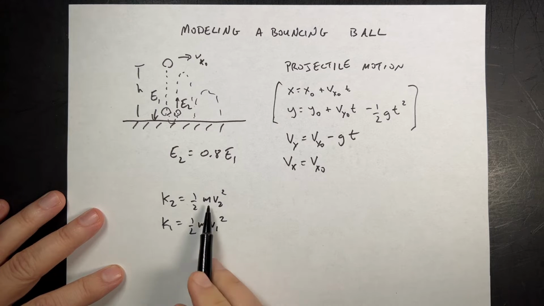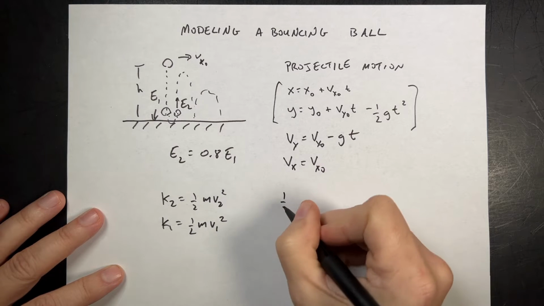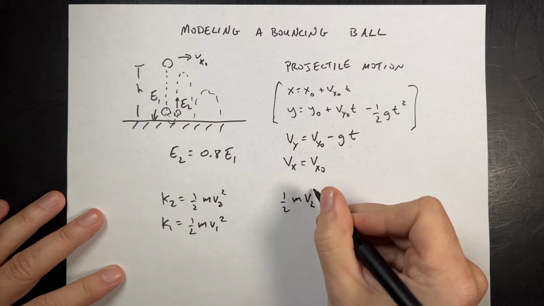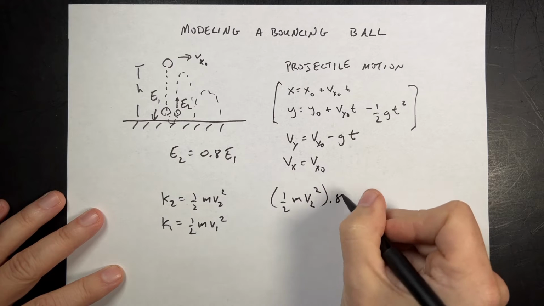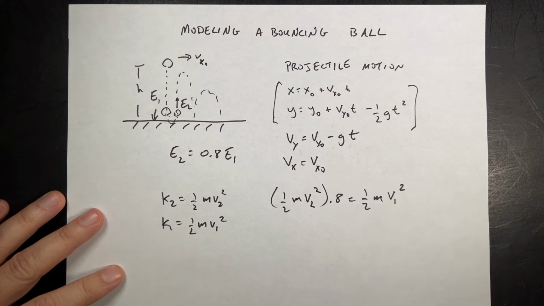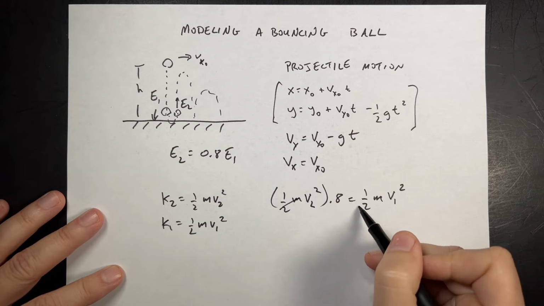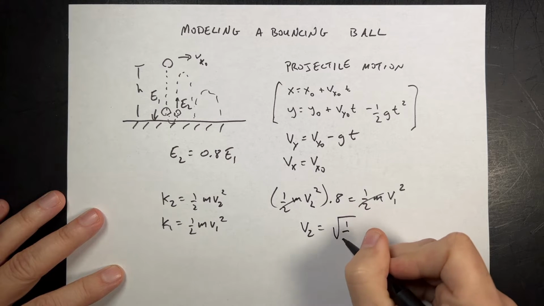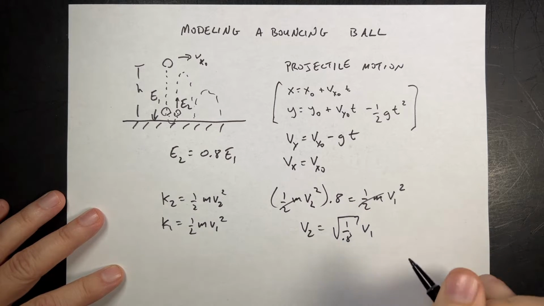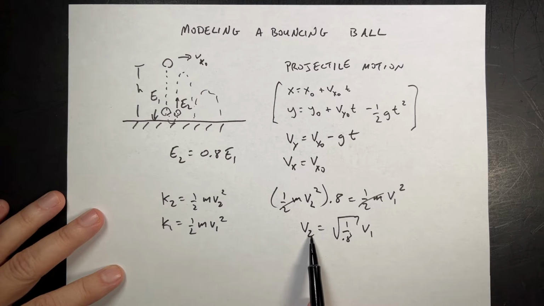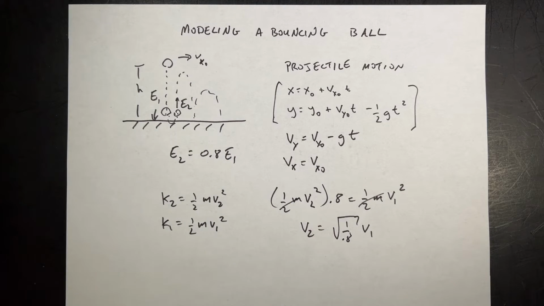And if I set 1/2 m v2 squared times 0.8 equals 1/2 m v1 squared, then I can solve for v2. So the 1/2 cancels, the m cancels, and I get v2 equals 1 over the square root of 0.8 times v1. So if I know the velocity right before it collides, I can calculate the velocity right after it collides, and then I change the direction. And then I go back to projectile motion.